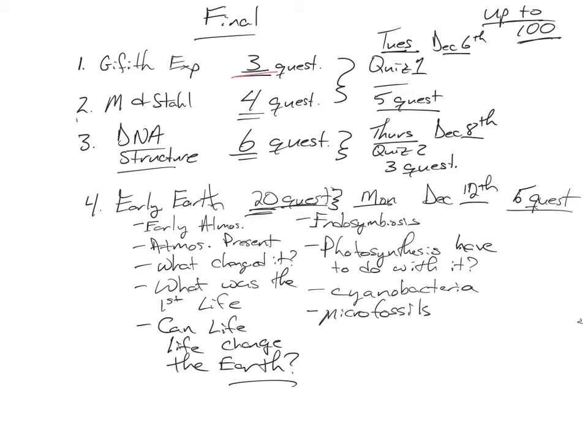We have 3 for Griffith, 4 for Stahl, 6 for DNA, and 20 for Earth. 33 questions. So we have 33 questions. We can go up to 100. So part 5 of this final then has to be the dragon genetics.